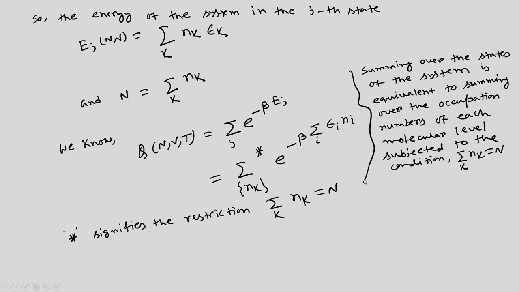So, suppose this is our equation 1 and this is equation 2, they are equivalent, because summing over the states of the system, that is equation 1, is equivalent to summing over the occupation numbers of each molecular level, that is equation 2, subjected to the condition that the sum over k of nk gives n, or the number of particles.